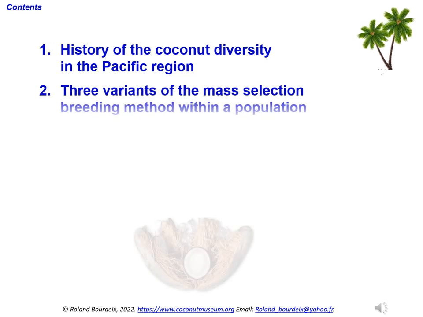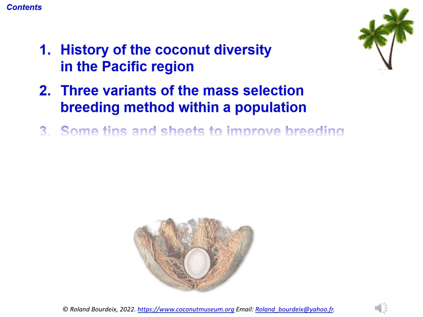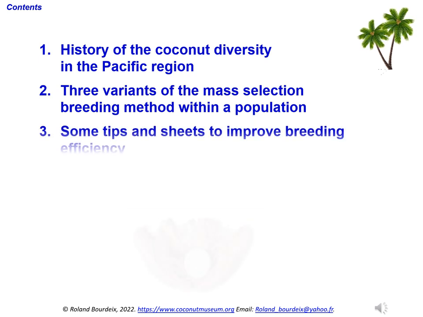Then, we will describe three variants of what scientists call the mass selection breeding method within a population. Without naming it, farmers have been using some variation of this method for millennia.